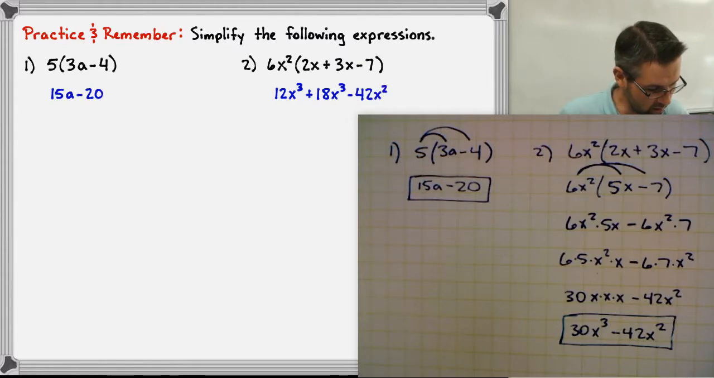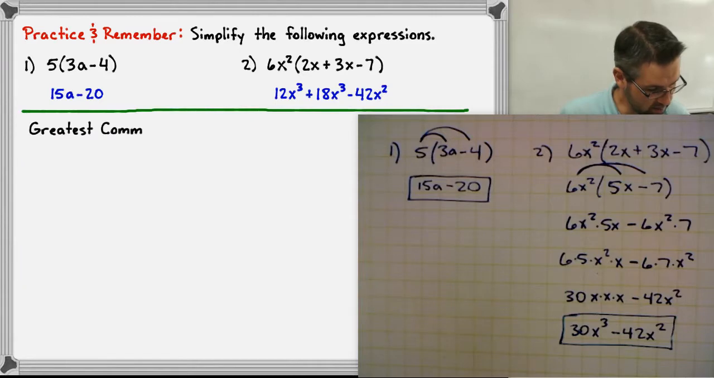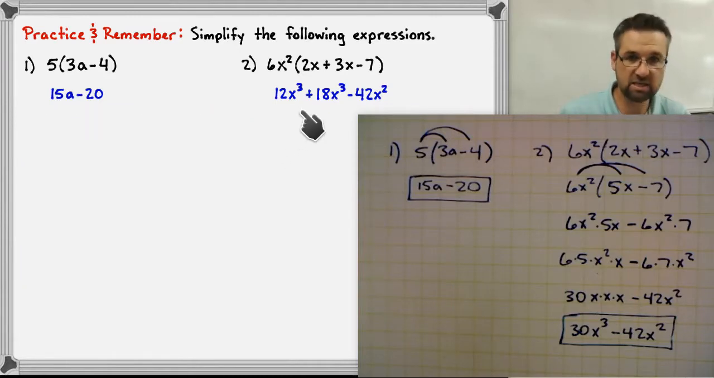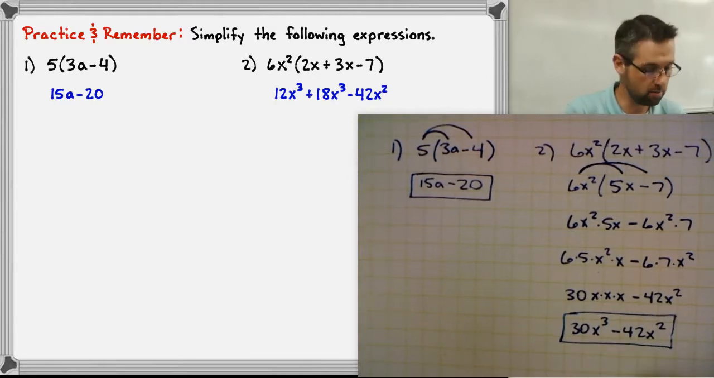And then we can combine like terms there. Oh, I guess I didn't do that in this problem. Because this is x cubed and x cubed, I can combine that to say I have 12x cubes plus 18x cubes, which is 30x cubes. They're like terms. And that's exactly what I got here in my notes.